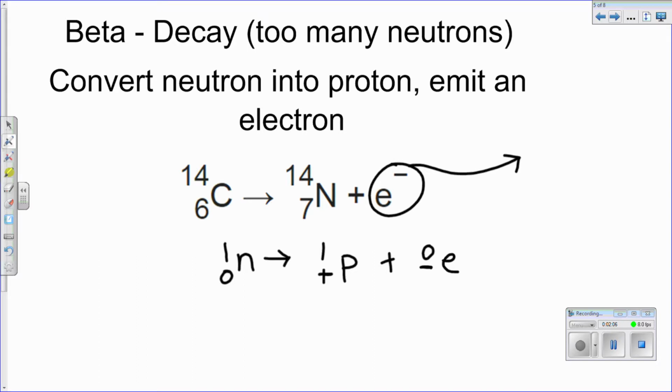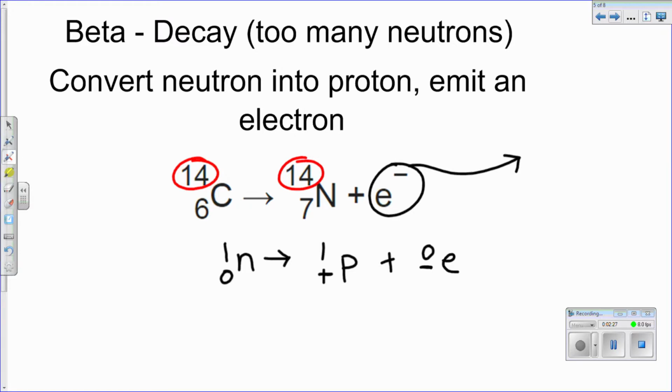I remember that because the electron is negatively charged. Minus signs and negative signs are fairly interchangeable. And you can see that this type of decay would allow an atom that has too many neutrons to drop one step closer to that zone of stability by getting rid of a neutron.